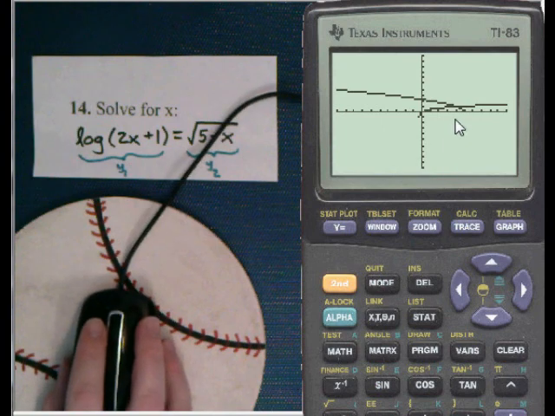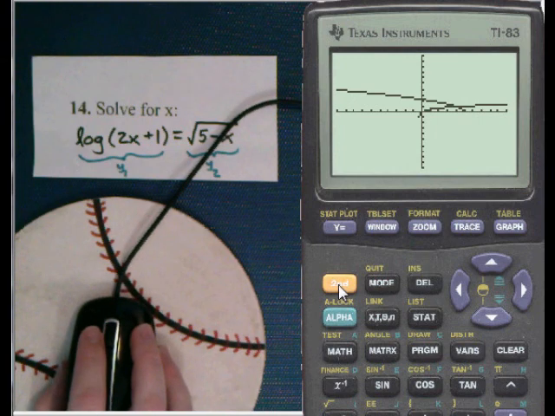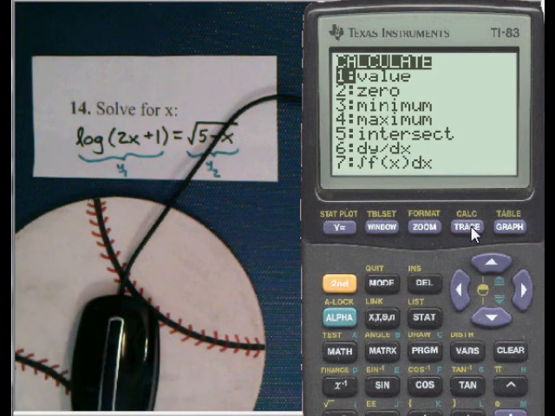As you can see, it looks like my point of intersection is right there. But even so, I'm not going to trace to find it. I'm going to tell the calculator to actually calculate that point for me. So second calc, and we go up here and get a list of options. Of course we want to find where they cross, so we're going to use option 5, intersect.